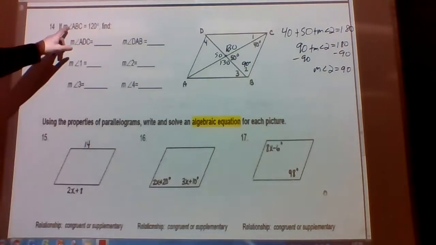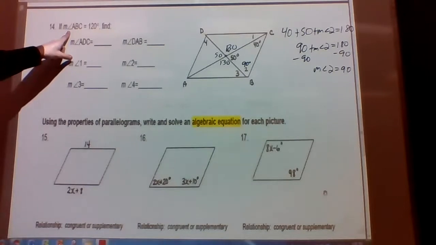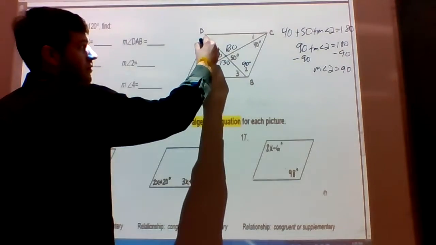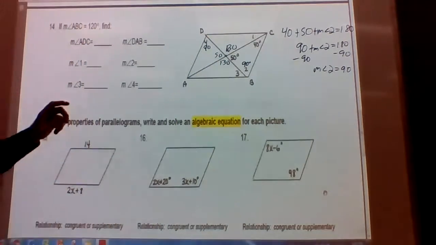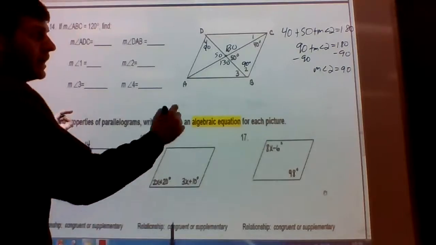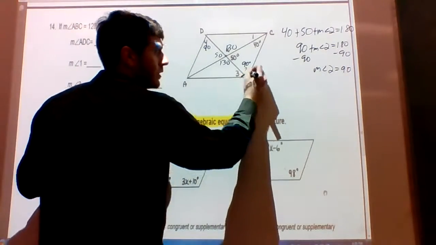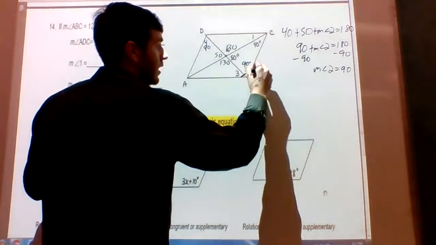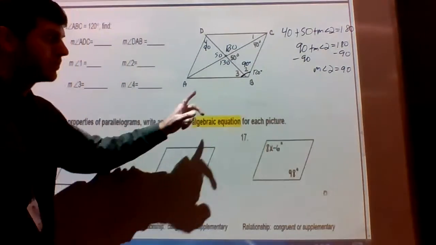When we found that this was 90 by alternate interior angles, then they're telling us the measure of angle ABC. So this whole thing right here, they're telling us that is 120 degrees.